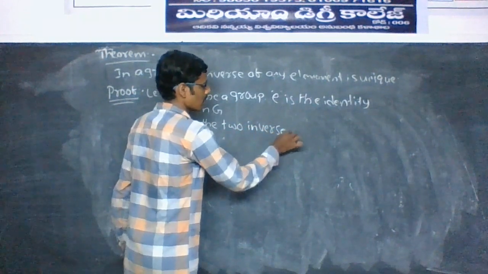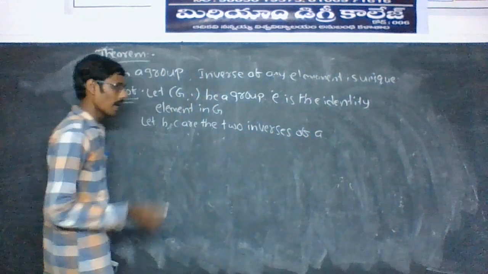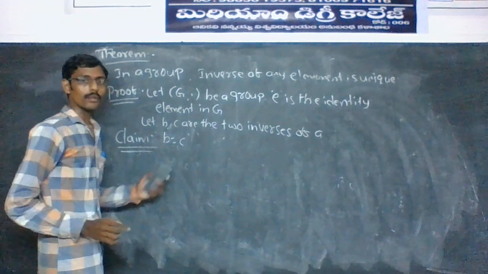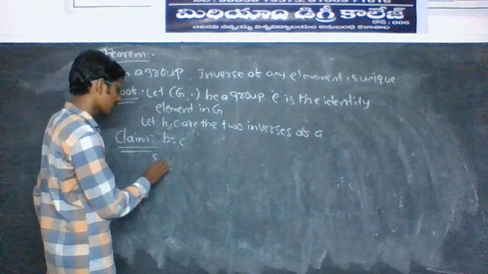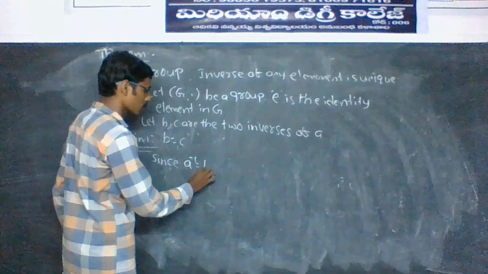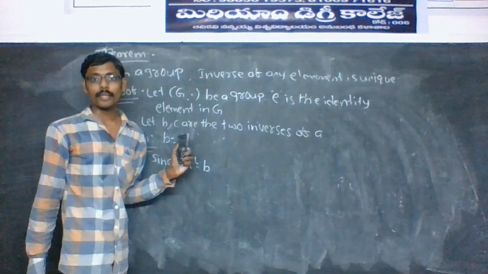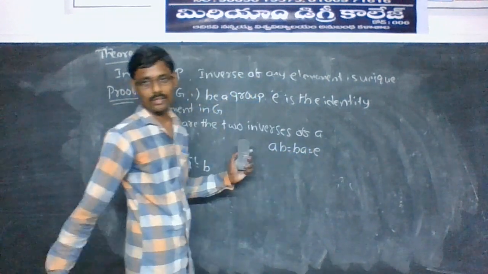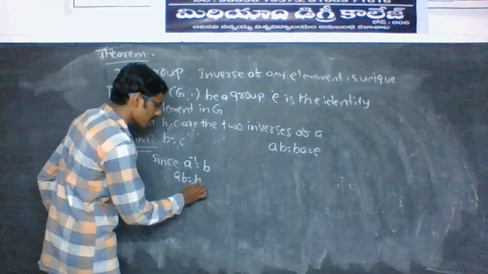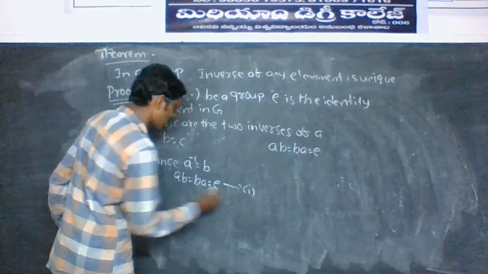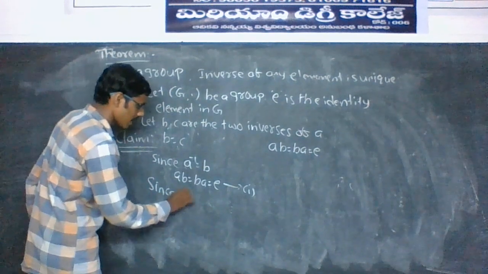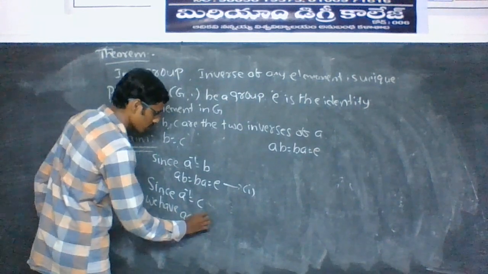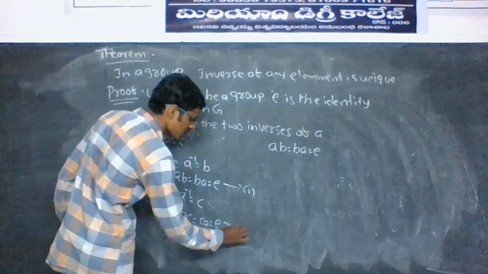Claim: B = C. Since the inverse of A is B, by the inverse property, AB = BA = E. Equation number 1. Since the inverse of A is C, by the inverse property we have AC = CA = E. Equation number 2.